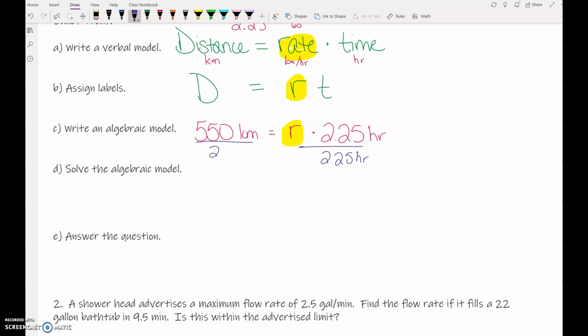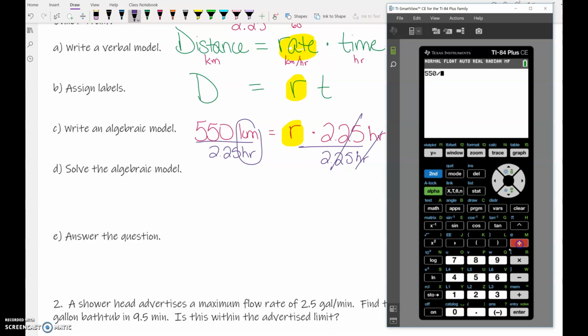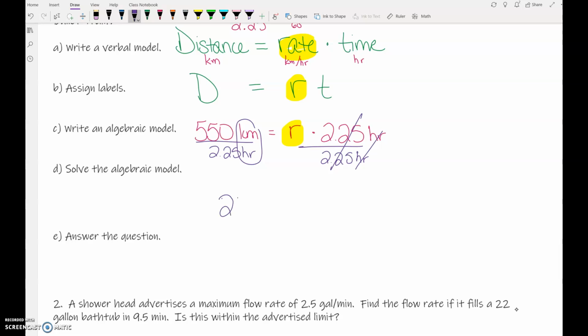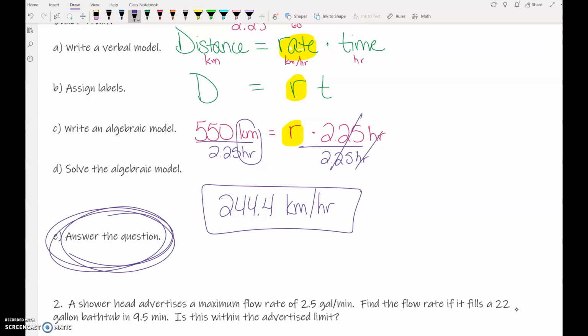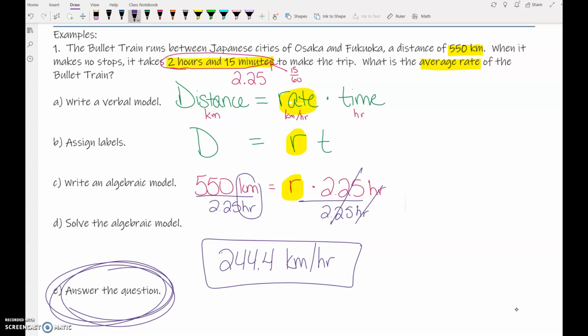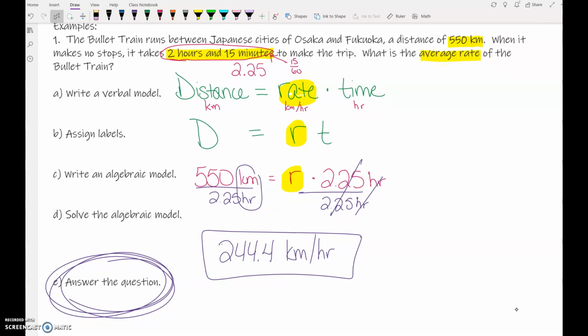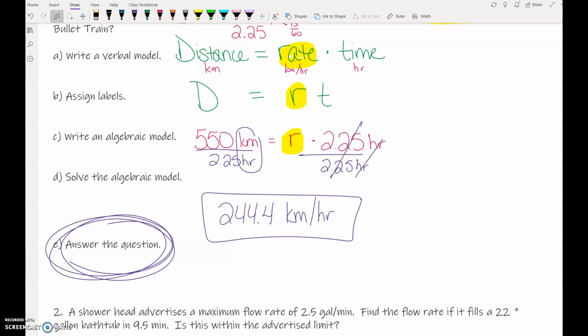And I'm going to go ahead and write that 2.25 hours, because then it really shows us what our answer is going to be. So grabbing our calculator, 550 divided by 2.25, 244.4. And then our label is kilometers per hour. Don't forget to do this last step. Even if you take a shortcut to get to the answer, answer the question. The question is asking us, what is the average rate of the bullet train? The average rate is 244.4 kilometers per hour.